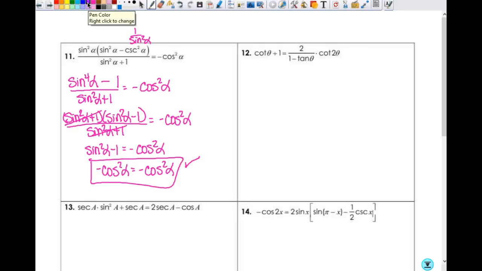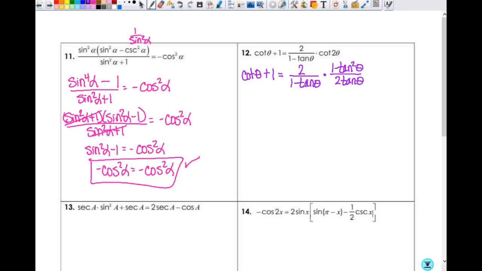Okay. So on number 12, definitely going to start with the right-hand side. So I rewrite the left-hand side. Cotangent theta plus 1 equals, all right, so I'm going to have 2 over 1 minus tangent theta, and then I want to substitute in for that. So on your card here, there's no cotangent of 2 theta, but there is a tangent of 2 theta, so you just use the reciprocal of that, which would give me 1 minus tangent squared theta over 2 tangent theta.